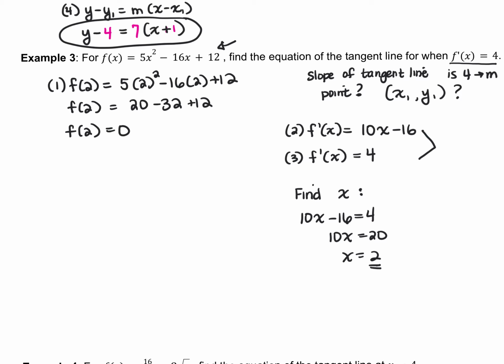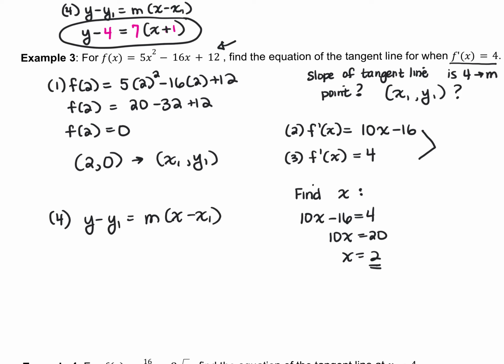So what I know is that when x is 2, y is 0. There's my x1, y1. Remember, our ultimate goal is to get to this final step, which is write the equation in point-slope form. And we can't do that unless we have these three things, y1, m, and x1. We started out knowing basically what m is. And we had to use that information to figure out what our ordered pair was by finding x and y. Now that I know all of that, I can write my equation.